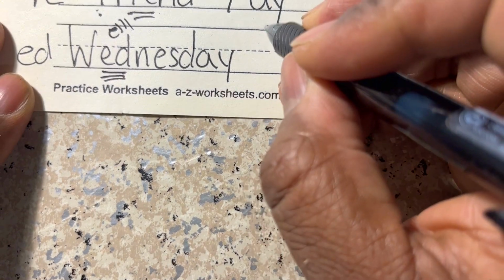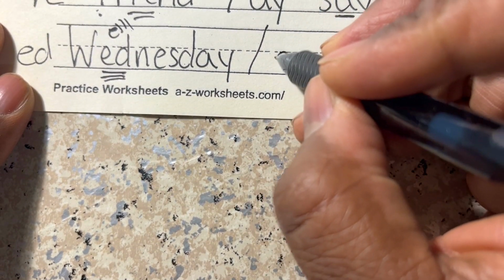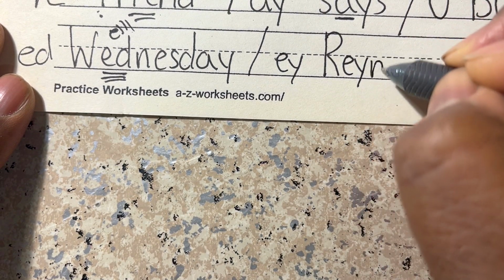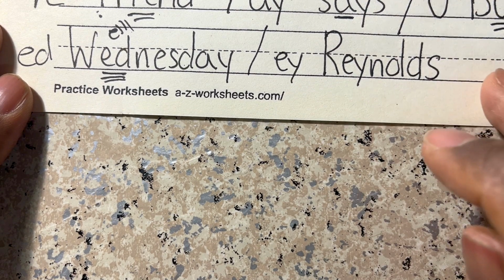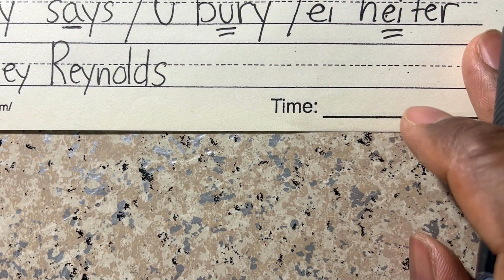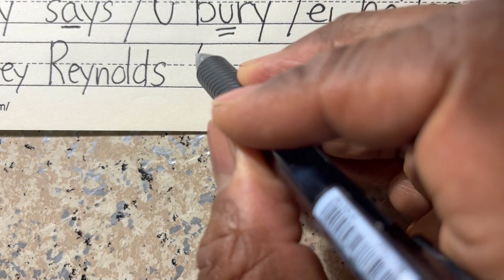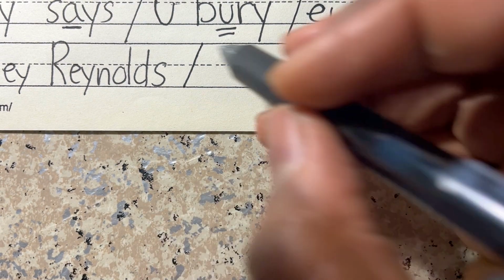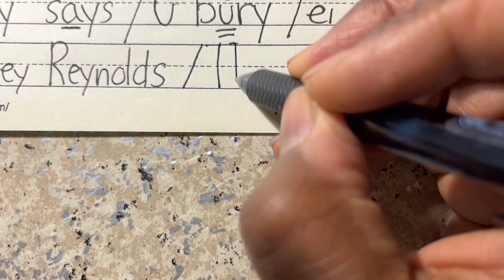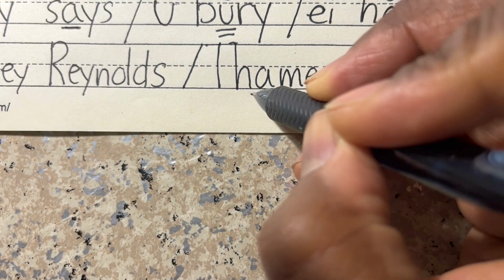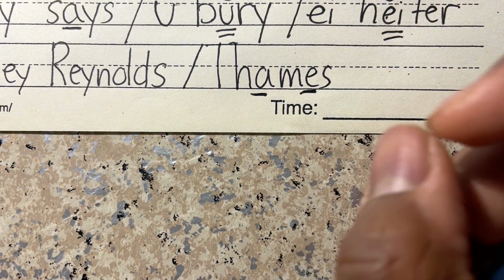Okay, now we have EY. Now watch this. Reynolds. Reynolds wrap. Reynolds cling wrap. You'll never forget those names when you were growing up. Those item names. Cling wrap. Thames. This is British. Thames. Even has an A-S. Thames.